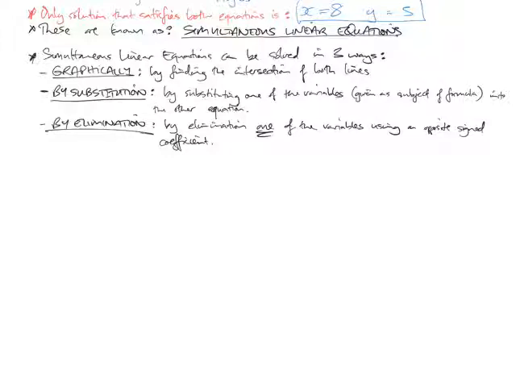You can solve it by substitution, and that involves rearranging one equation to make a variable the subject of a formula, and substituting that variable into the other equation. And then the last method of solving simultaneous linear equations is by elimination. You do this by eliminating one of the variables using an opposite signed coefficient. That'll be made clearer in the video specific to that.